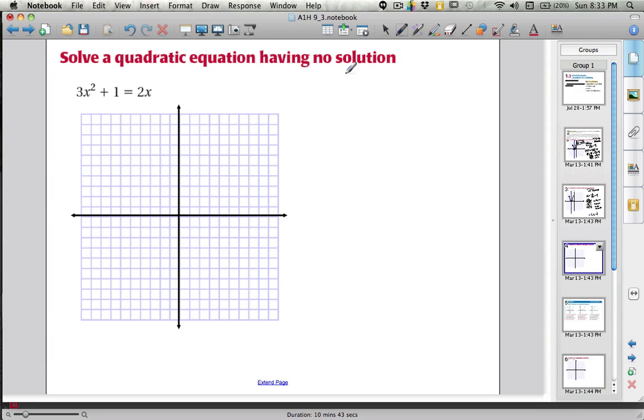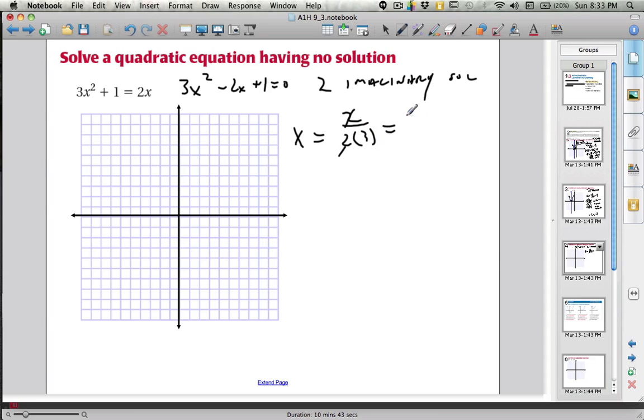Sometimes we have what they're going to say is no solution. The real truth is it's two imaginary solutions. And what that looks like is my quadratic function, when I graph it, is not going to hit the x-axis. So if I put this in the correct form, I'll have 3x squared minus 2x plus 1 equals 0. And I'm going to take the opposite of b over 2a for the x-coordinate of the vertex. So that's going to be the opposite of negative 2, which is positive 2, over 2 times 3, which is 6. The 2's are going to cancel. I'm going to get 1/3.